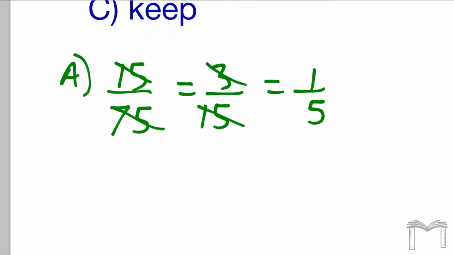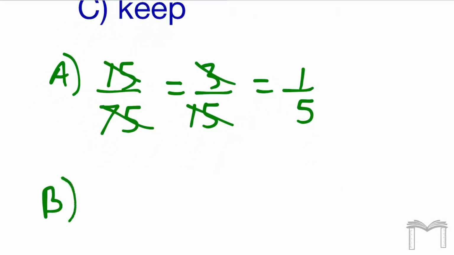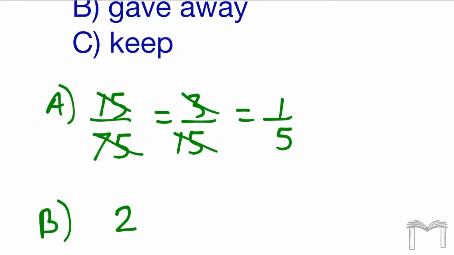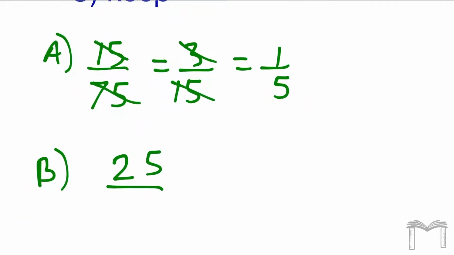Part B, we are told that he gave away 25, and that's 25 out of 75. 25 into 25 is 1, and 25 into 75 is 3.